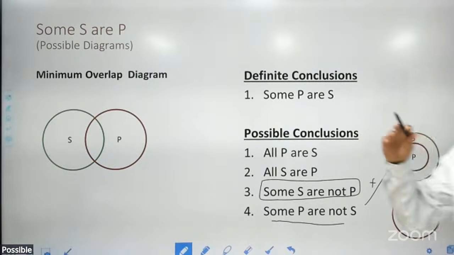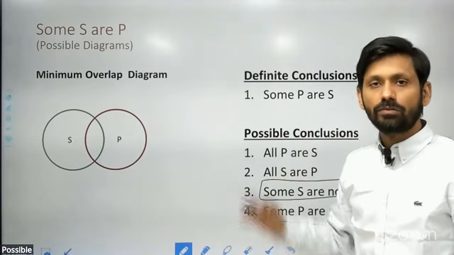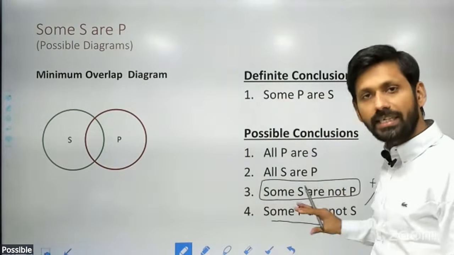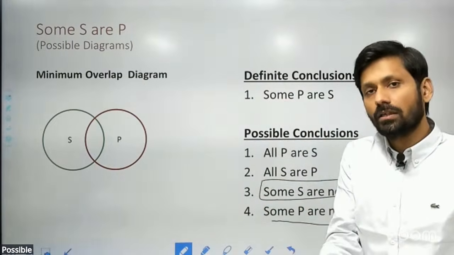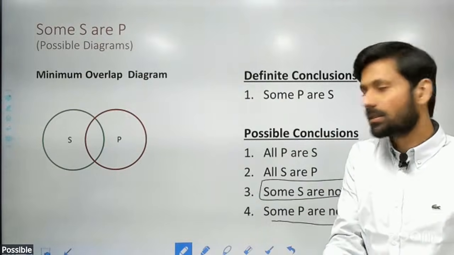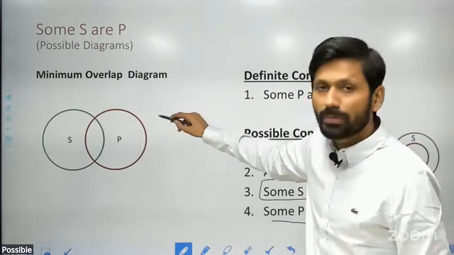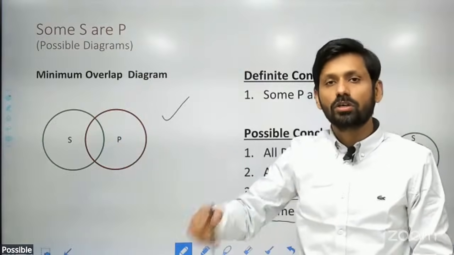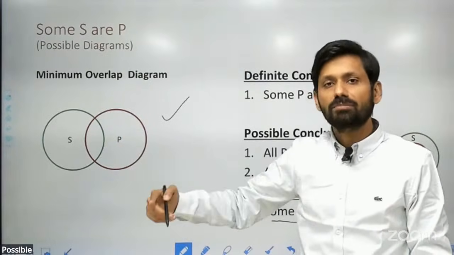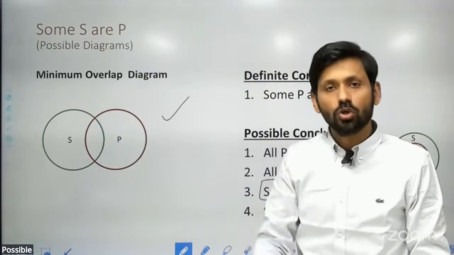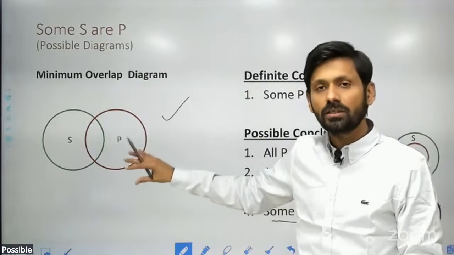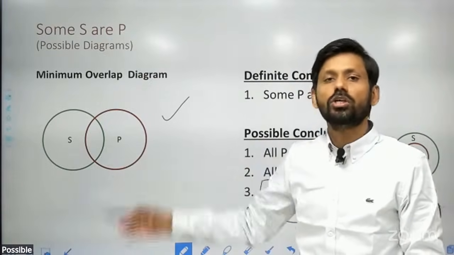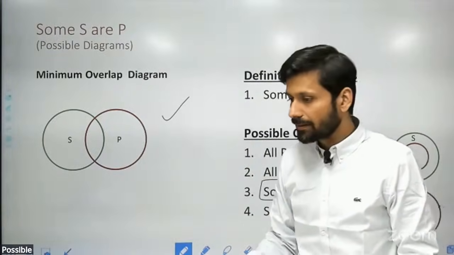When we are solving questions, we don't need to draw all the three diagrams. When we come across a some statement, we are just drawing the minimum overlap diagram. For all the statements, I'll keep repeating it, when we are approaching the questions, when we are solving the questions, we are only doing it with the minimum overlap diagram. We are not drawing all the possible diagrams, right?